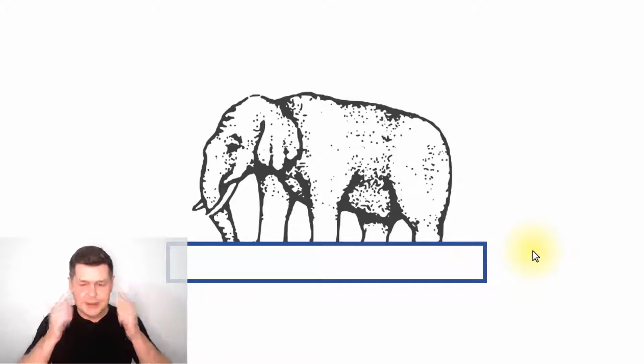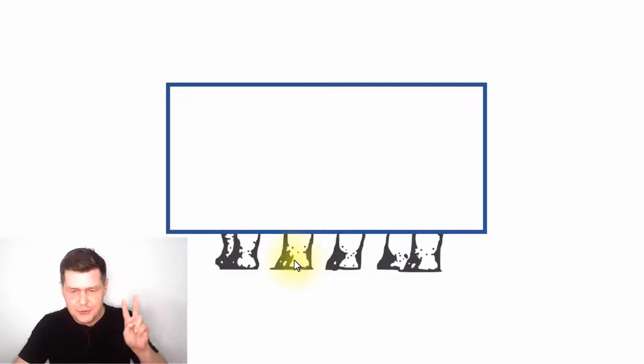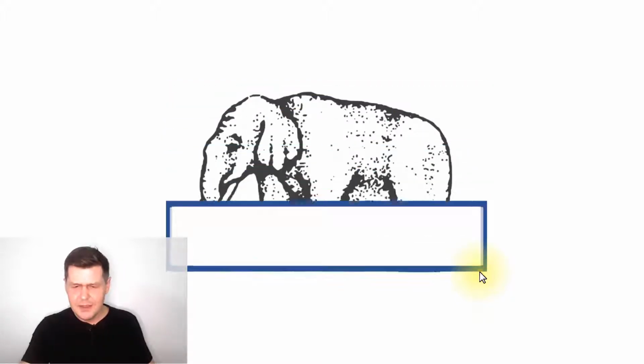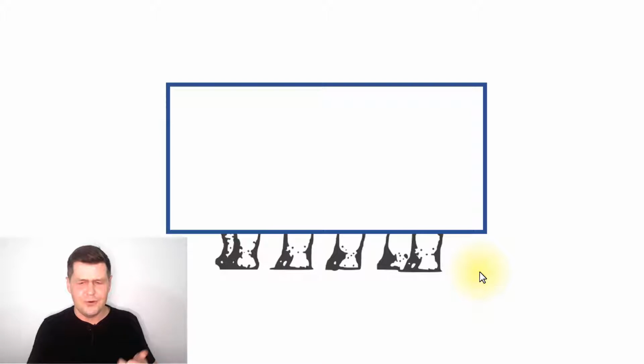But now let's look at the feet. So here are the feet. How many feet does the elephant have? So let's count the feet. Let's count how many feet we can see. So here's 1 foot, here's 2 feet, 3 feet, 4 feet, 5 feet. So it looks like the elephant has 5 feet. But the elephant has 4 legs. So the elephant has 4 legs, but it has 5 feet, or it looks like it has 5 feet.